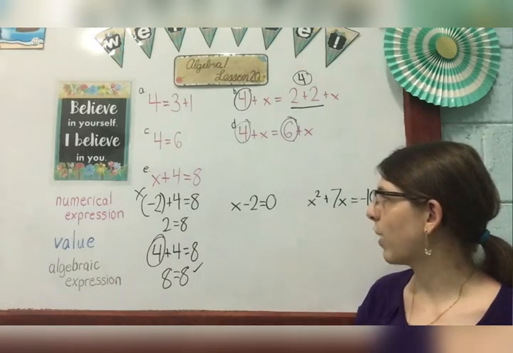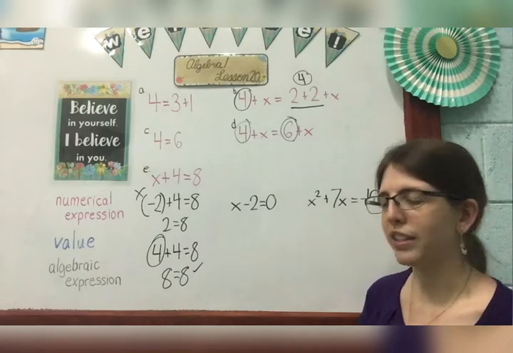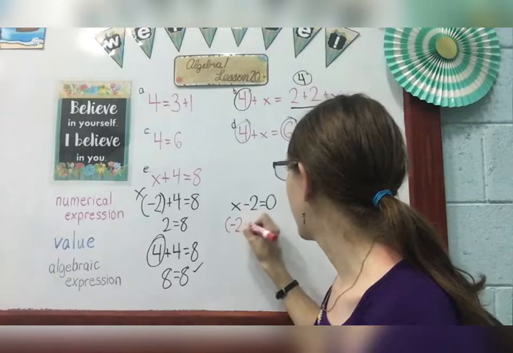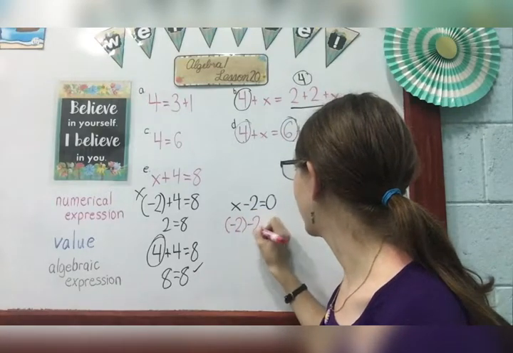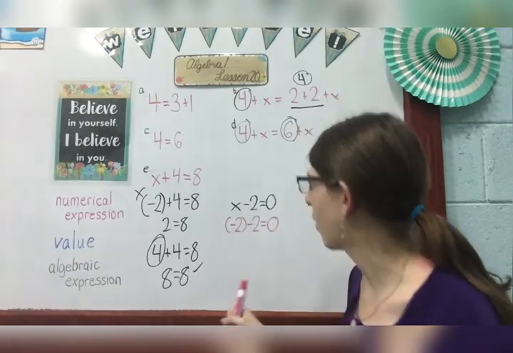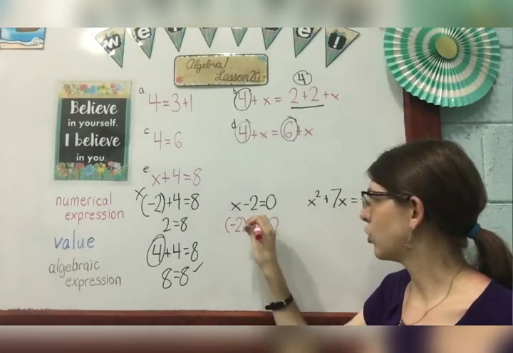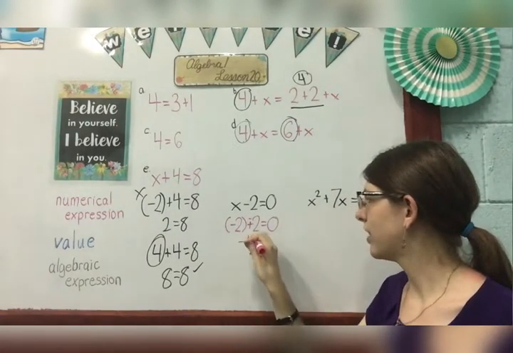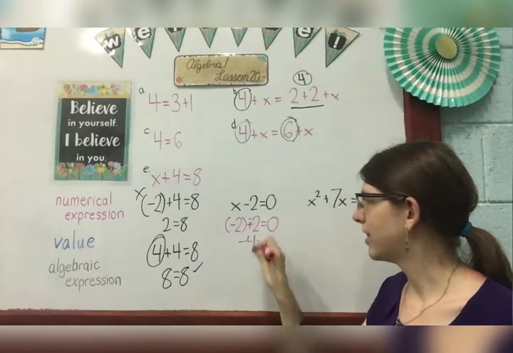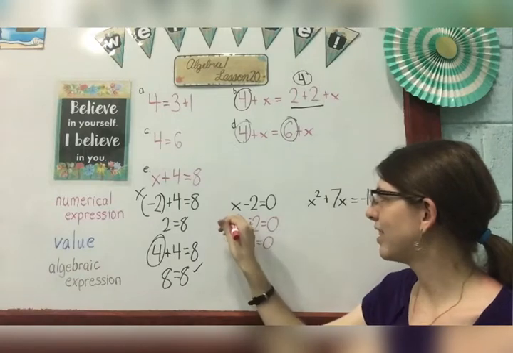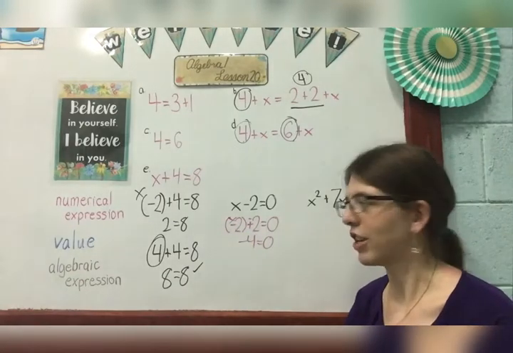So for the first one, x minus 2 equals 0. Well, let's start with negative 2. Put negative 2 in place of x. Negative 2 minus 2 equals 0. What's negative 2 minus 2? Well, that's the same as negative 2 plus negative 2, which is negative 4. Does negative 4 equal 0? No. So negative 2 does not satisfy my equation.